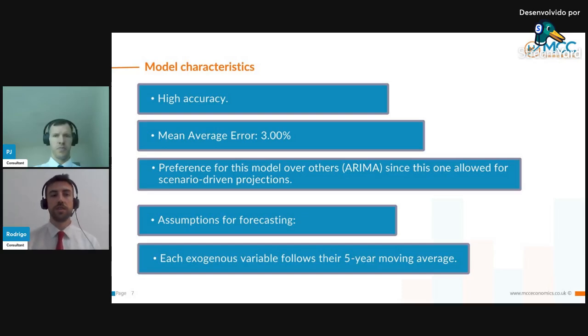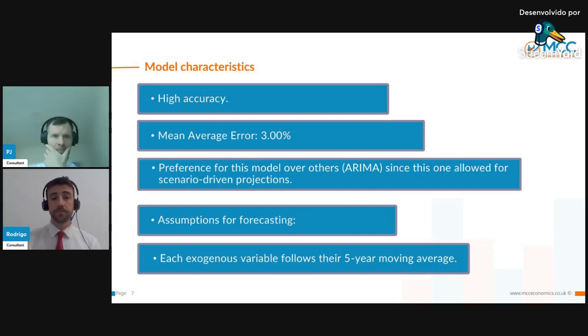So if we wanted to, for example, explore how GDP would perform under a higher inflation rate or under a higher unemployment, something like that, we could do these changes in scenario and see how GDP would behave. So that's why we preferred this model.